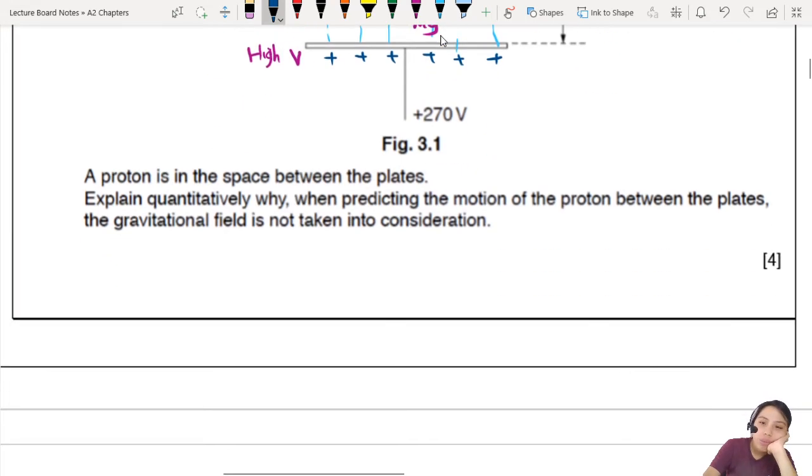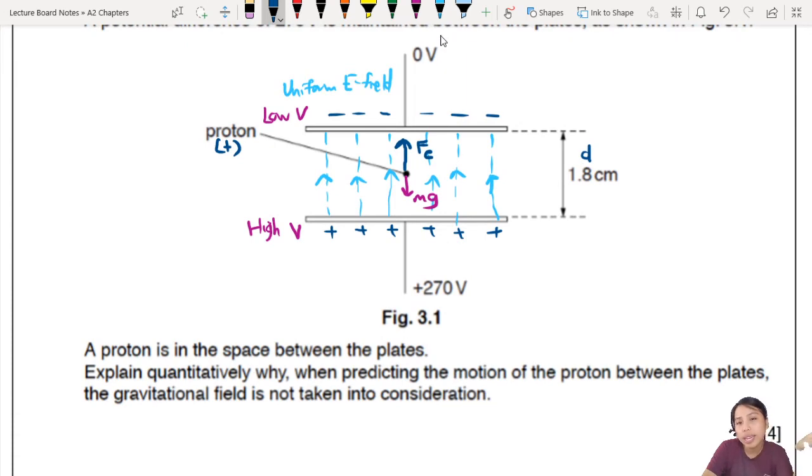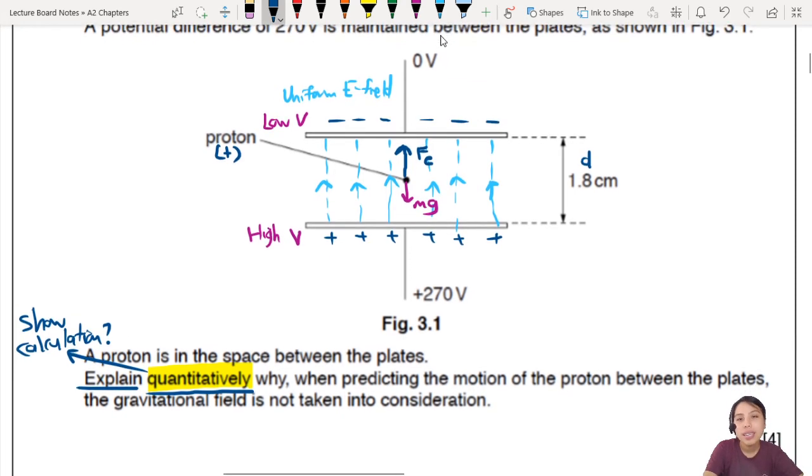So, how to consider? Usually we say gravitational force is very small, so we don't care. But it's 4 marks. You only get 1 mark if you say that. So we need to show evidence. Explain quantitatively. Quantitatively means, can you show evidence? Can you show your working, your calculation to prove your point? That's why it's 4 marks. So let's do this. You see Fe, you see mg. Let's calculate both of these forces separately.